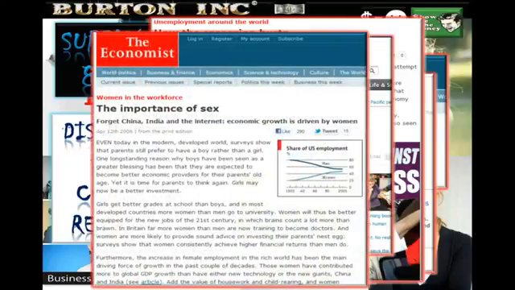Women. For the longest time now, women as a percentage of those employed have been steadily increasing. In most economies now, the amount of men and women employed are roughly even.